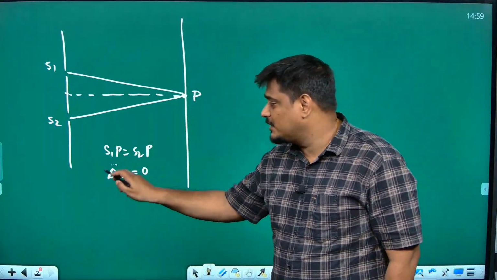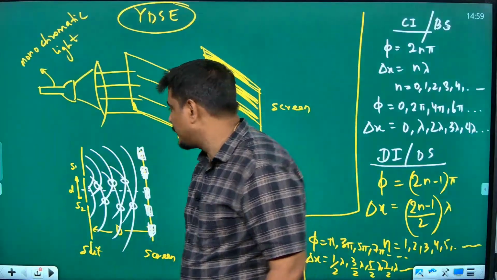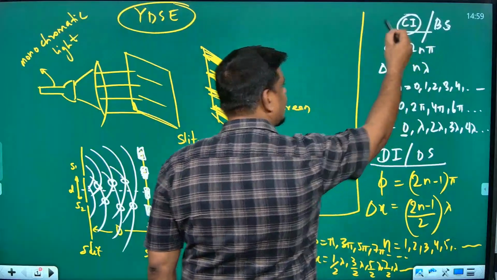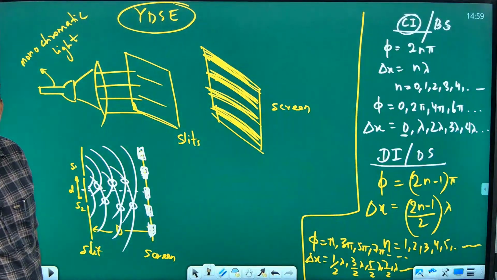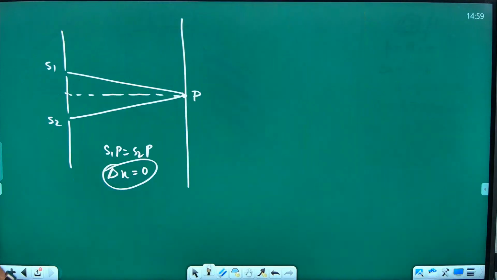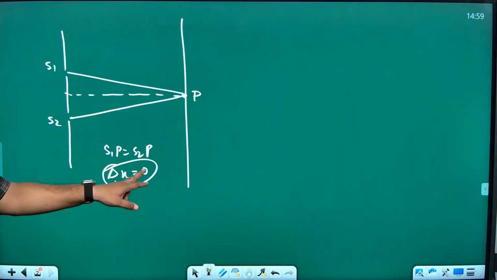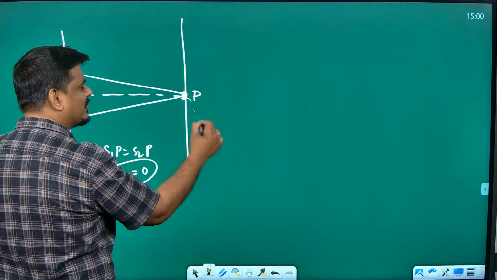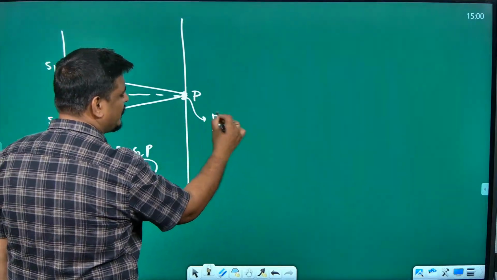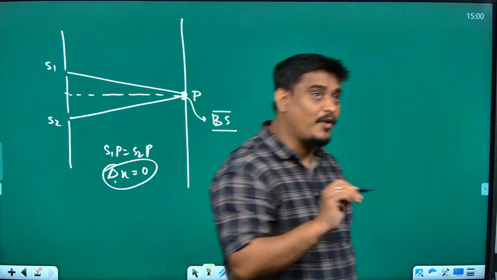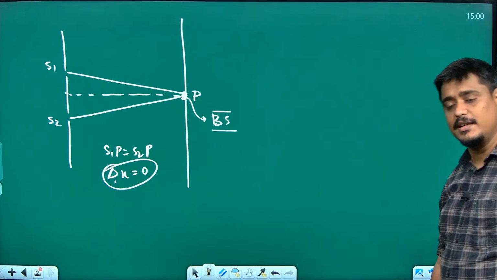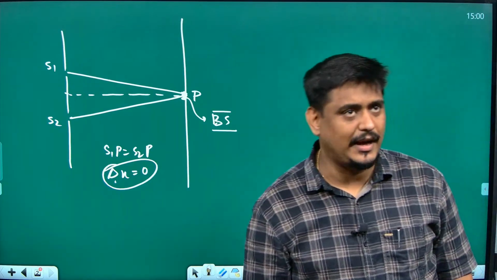If delta x is equal to 0, just before some time I told you, for delta x 0, what is the spot? Bright spot, isn't it? Since the center point has a path difference of 0, there is no doubt that the center point is going to have a bright spot. Is it clear to you? So, the reason for the central spot being bright is that the path difference is 0 at this point. I hope it is clear to you.